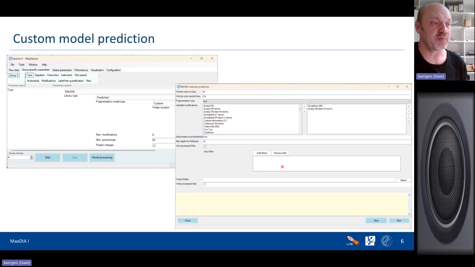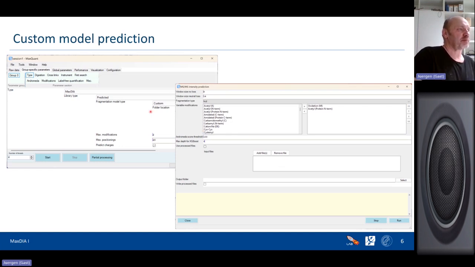So we ship a model together with MaxQuant, so that you really don't need to do anything, but you can also train your own model. So let's say you have some peculiarities, be it from the mass spectrometer or from the wet lab part or from the experimental design, that make your spectra look different from the spectra that were used to train the default model. Then you can train your own model.